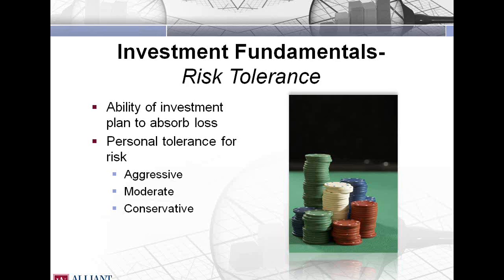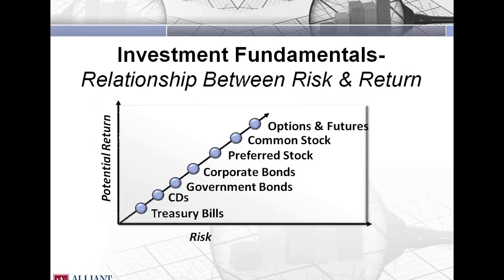Investors are typically grouped into three categories for purposes of discussing risk tolerance. Aggressive, those who have a high degree of risk tolerance. Moderate, those willing to accept some degree of risk. And conservative, those who are risk averse.